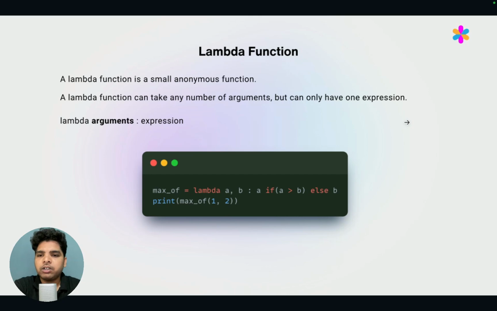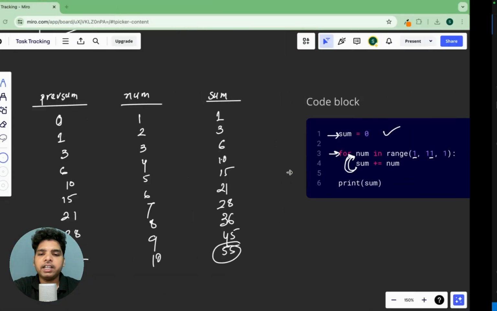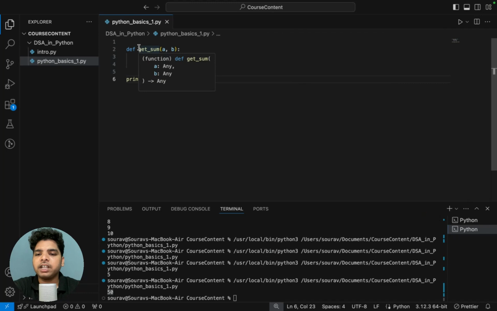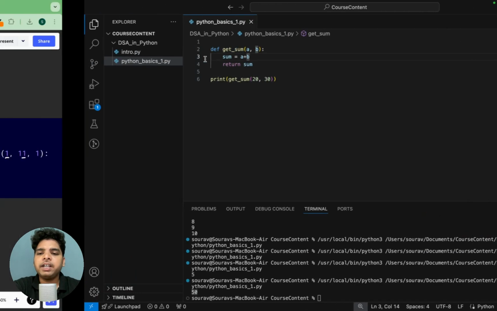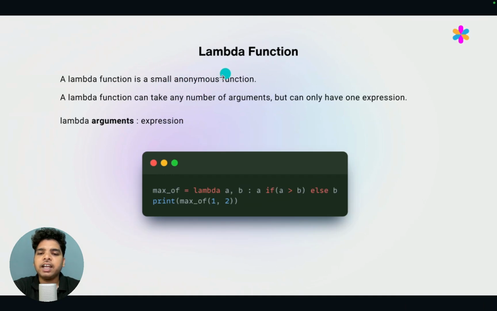Next, what is a lambda function? A lambda function is a small anonymous function. Anonymous function means a function that has no name. In the previous example, our function had a name, getSum, but an anonymous function doesn't have any name. So lambda functions are anonymous functions. A lambda function can take any number of arguments, but can only have one expression.